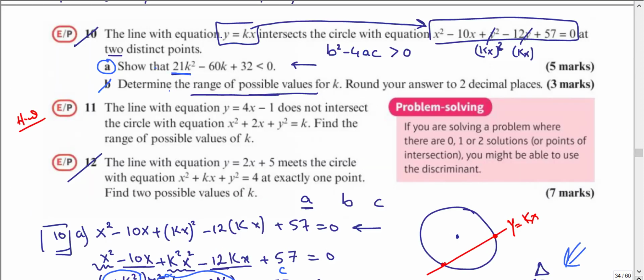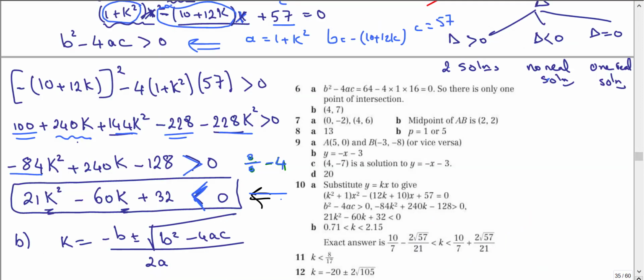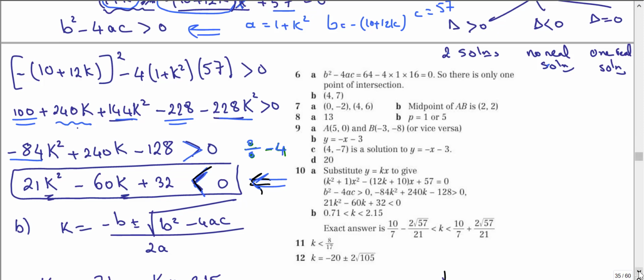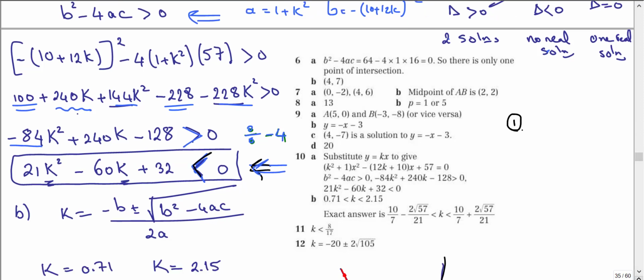For part B, it says determine the range of possible values of k. So you need to solve this. Now we need to solve this. This is a quadratic inequality. We took this in Paper 1, how to solve quadratic inequality. Because you have a less than here, this is an inequality. There are 4 steps to solve quadratic inequality. Step number 1, find the roots. Step number 2, sketch. Step number 3, solve from the sketch.